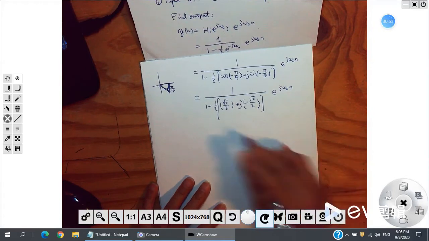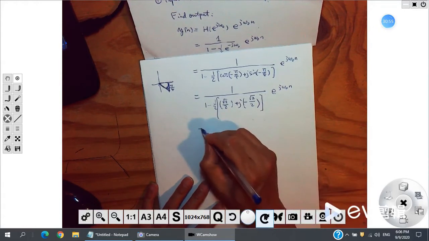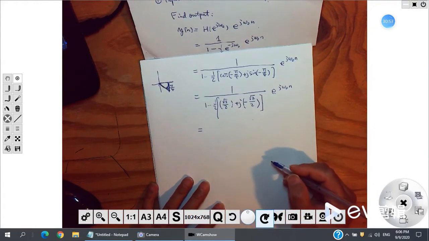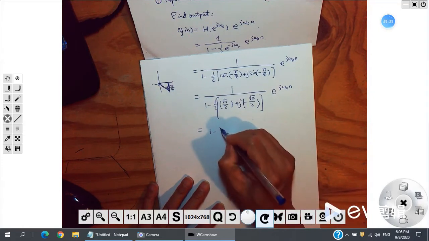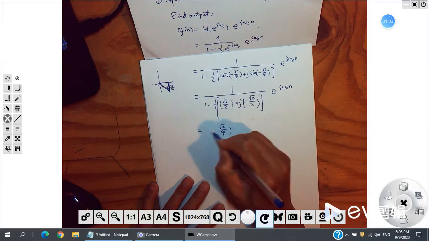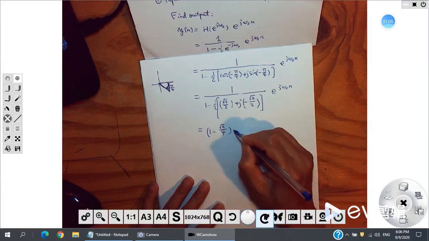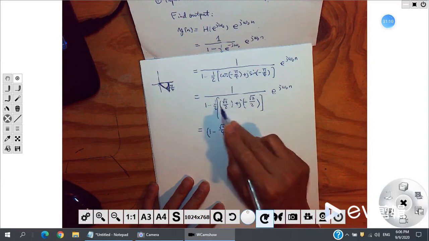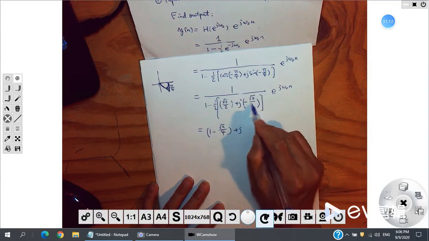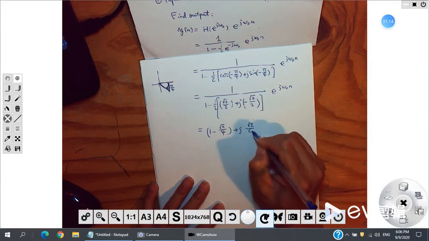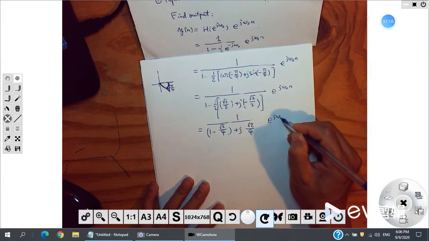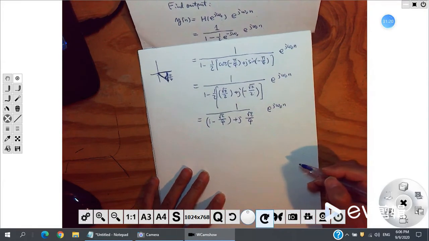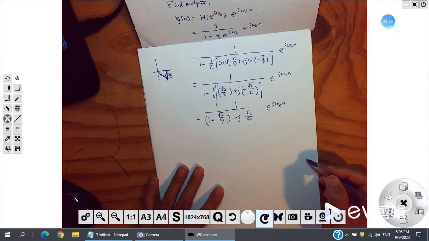I can leave it here, or I can do some calculation to make this simpler. This is 1 minus square root 2 over 4, this is the real part, plus j times square root 2 over 4, over 1, times e^{jω0 n}. Okay, so this is the output.